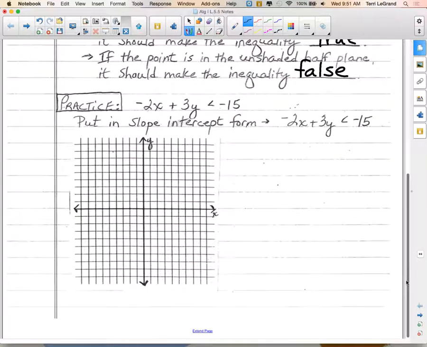Okay, so let's go to work practicing actually, because solving these is graphing. So we're supposed to solve negative 2x plus 3y is less than negative 15. Well, we solve it by graphing a boundary line, deciding where we should shade, shading it, and then testing a point not on the boundary line. So the first thing we need is that to be put in slope-intercept form. So what would be our first move here?